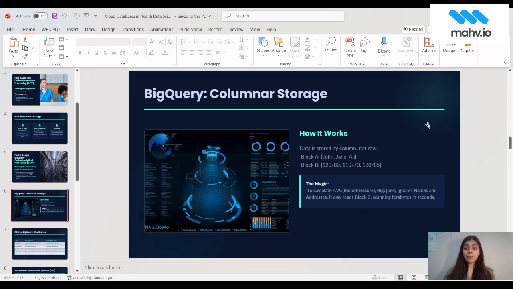We will be having an example here. This is how it works. The data is stored in columns, not rows. Block A will be having the names, and block B will be having the blood pressures of all those patients.